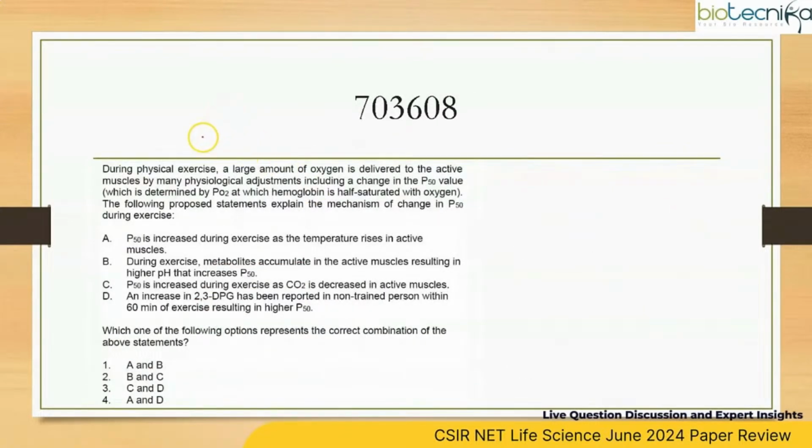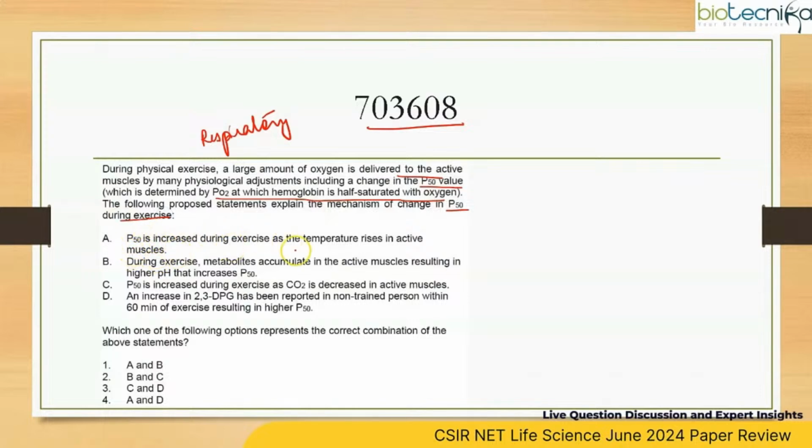So this question, we can say it is from the respiratory system. During physical exercise, a large amount of oxygen is delivered to the active muscles by many physiological adjustments, including a change in the P50 value, which is determined by the partial pressure of oxygen at which hemoglobin is half saturated with oxygen. So the following proposed statements explain the mechanism of change in this P50 during exercise.